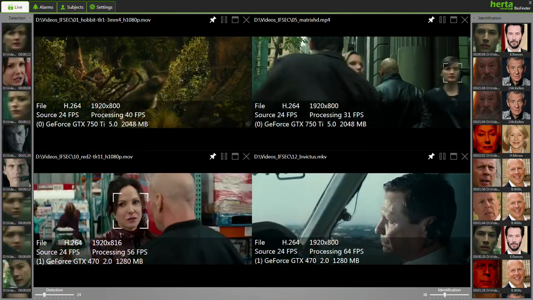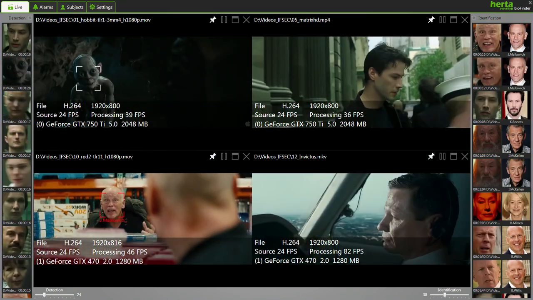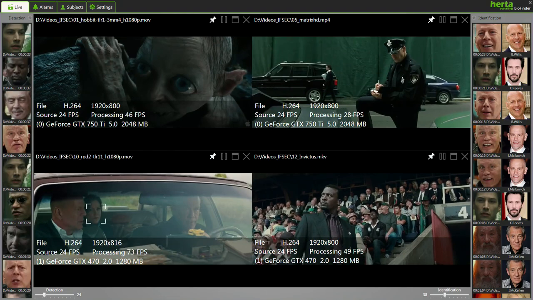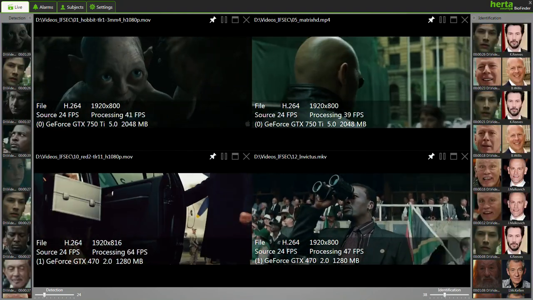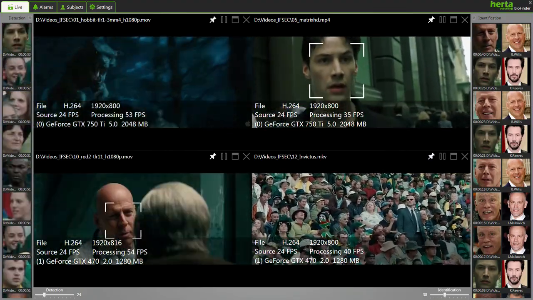Users are also able to select which graphics card will process which video, and in this way, it's possible to analyze several surveillance videos at the same time, searching for one or multiple faces in each video, and, of course, do it faster than real time.